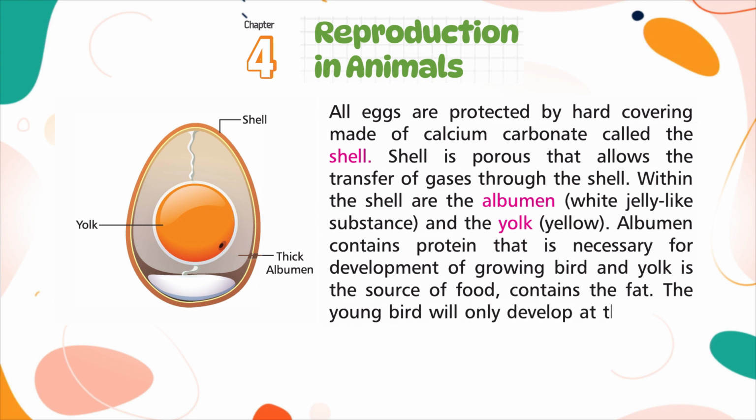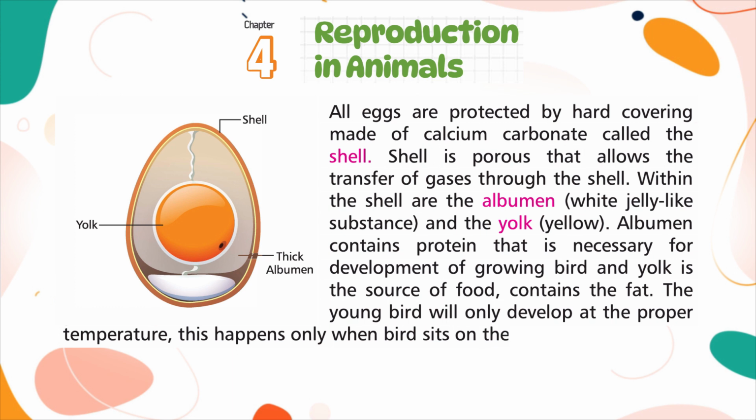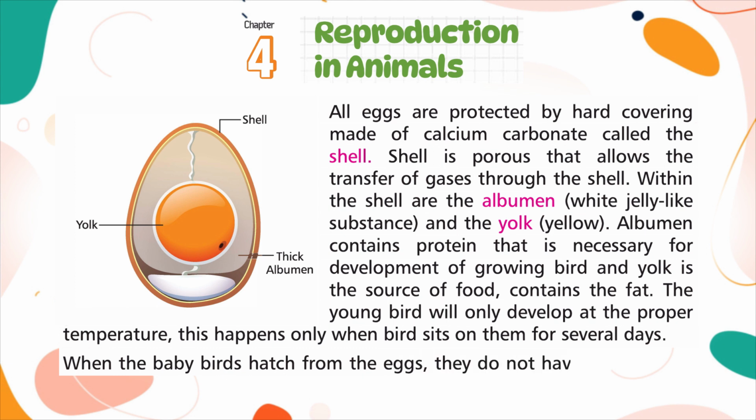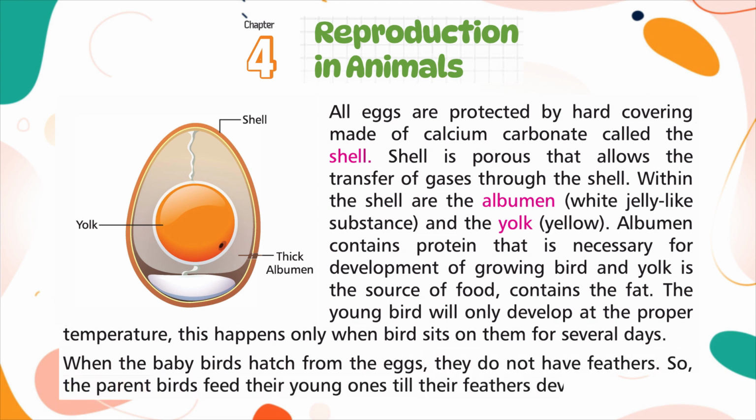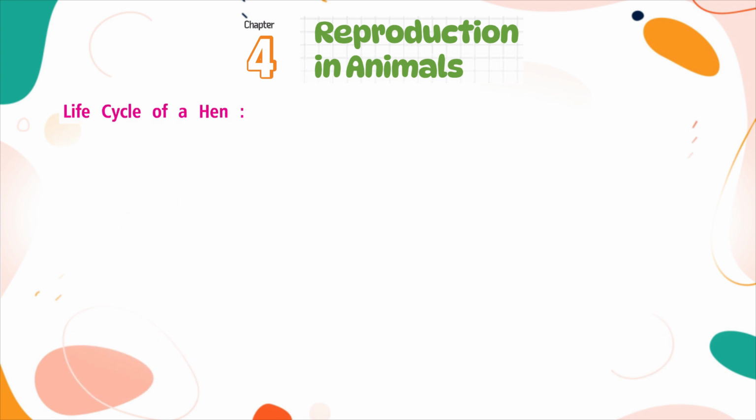The young bird will only develop at the proper temperature. This happens only when birds sit on them for several days. When the baby bird hatches from the egg, they do not have feathers, so the parents feed their young ones till their feathers develop. Life cycle of a hen.